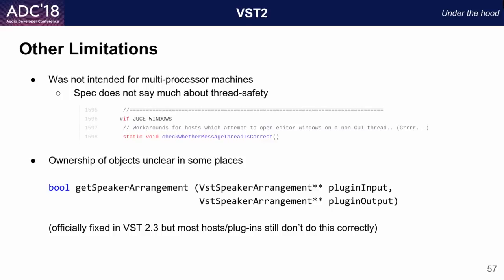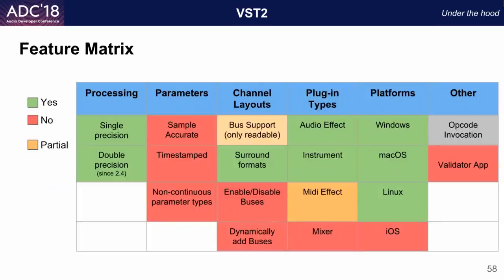And then there are some problems with the ownership of some things. I said before that you're not allowed to allocate something and then have the host deallocate it. That was an issue with get speaker arrangement, where the plugin has to allocate the speaker arrangement if you have too many speakers, and then some of the hosts deallocated it. That led to crashes. I think Steinberg tried to fix it in 2.3, but so many hosts and plugins were already broken that I think JUCE just leaks memory here. I think that's the only way to get it to run correctly in all of the hosts.